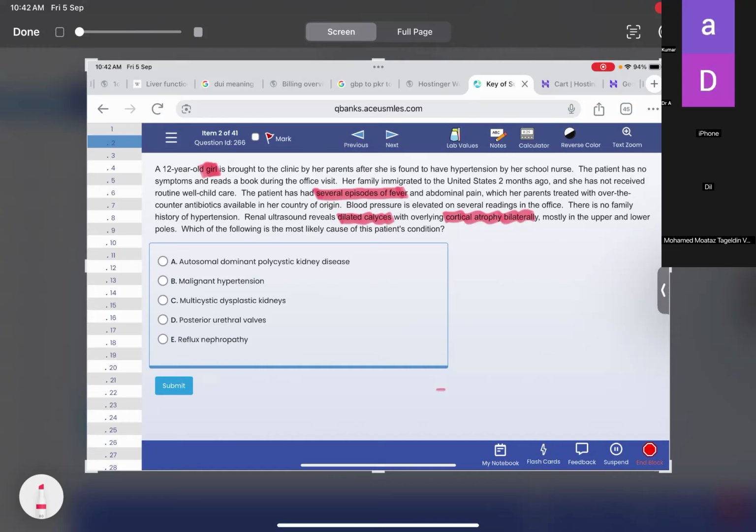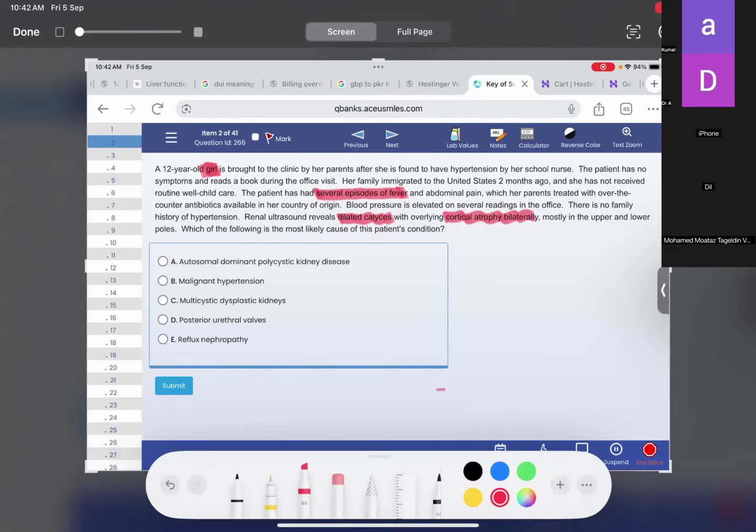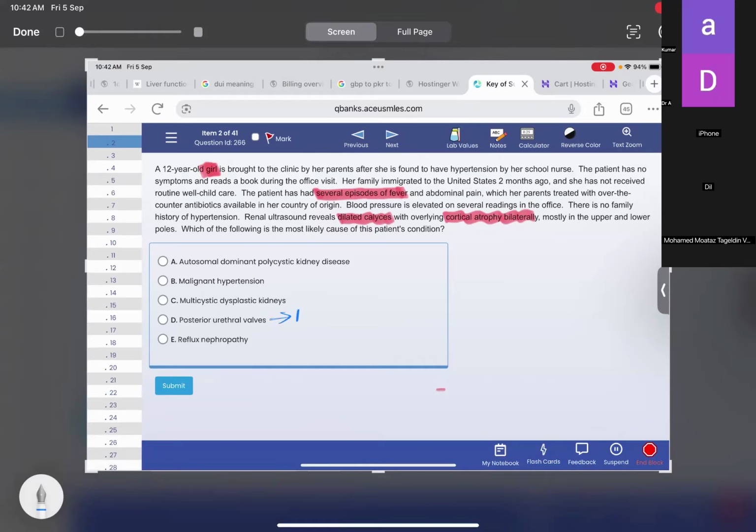So, what do you understand from the stem? A girl. I have discussed posterior urethral valve with you; it is only for boys, okay? So you have to make the question easy for yourself by looking at the high yield points. She has recurrent episodes of fever. What else does she have? Blood pressure elevated, hypertension, and dilated calyces.